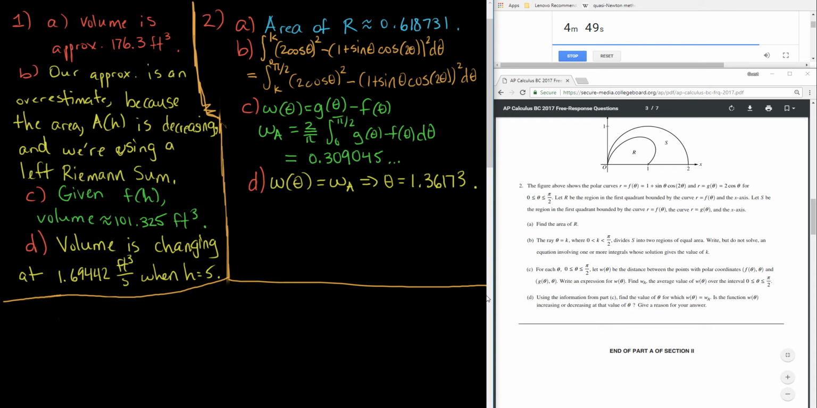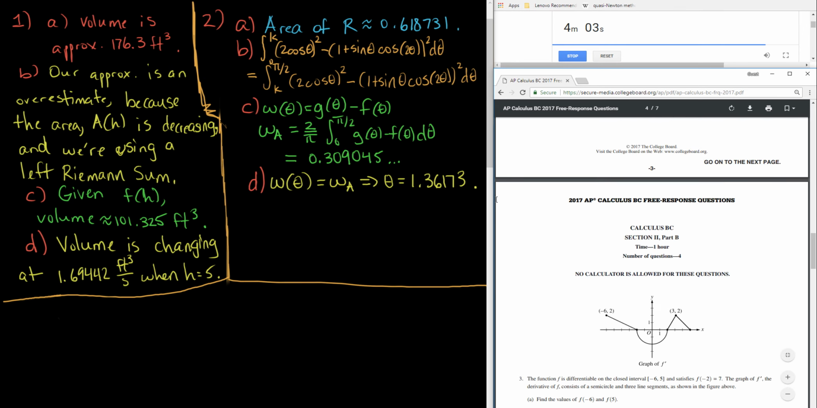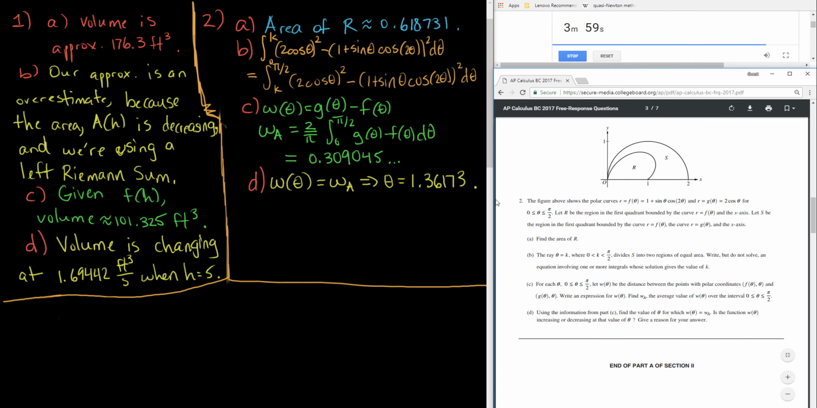W of theta is this difference. And right now we're saying that this difference equals the average at about 1.36. Using my calculator, 1.36 times 180 divided by pi is 77 degrees. That means it's right about here if you look at the line I'm making with my mouse. Is the distance between them increasing or decreasing? Clearly here it is decreasing. W of theta is decreasing the entire time.